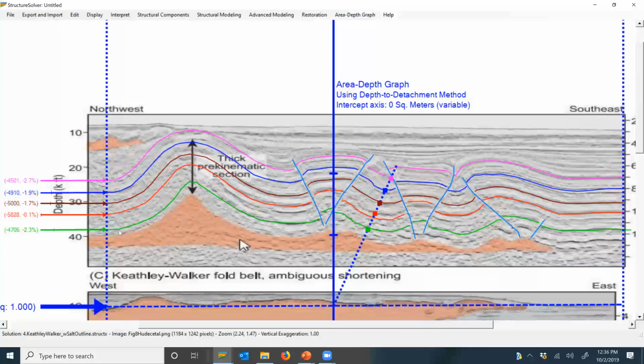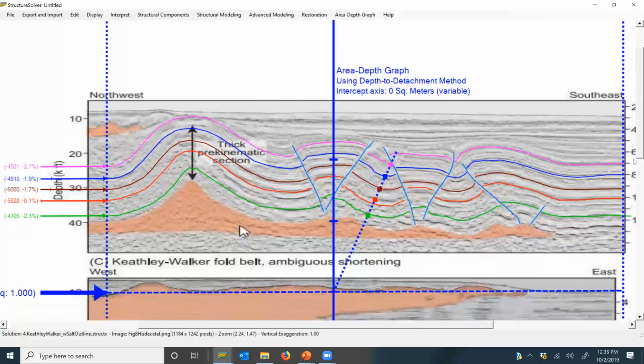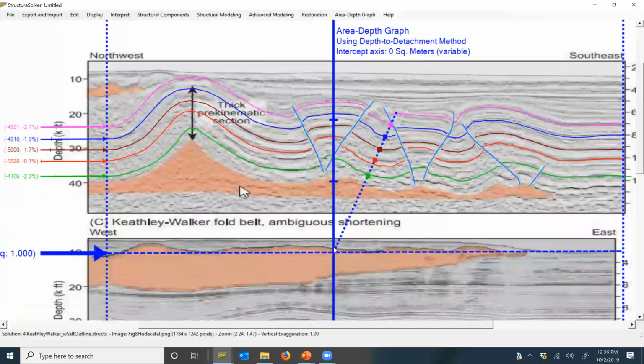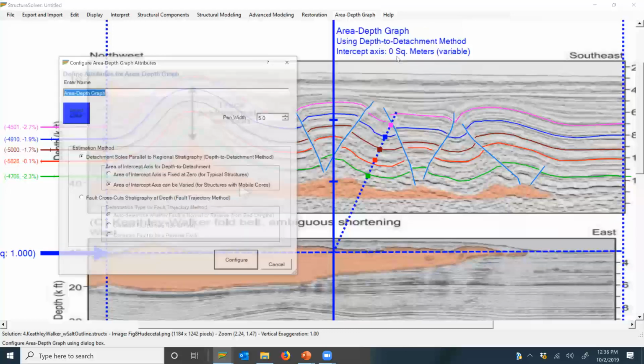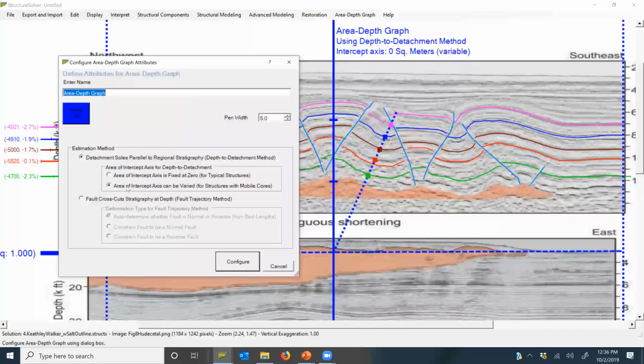So if there's salt being injected into the core of this structure as it shortens, that artificially will inflate all of those area depth points. A consequence of that is that the projected detachment depth will be too deep. As long as you have some understanding of the maximum acceptable depth for the detachment, you can reconfigure the area depth graph to allow for a variable intercept axis.